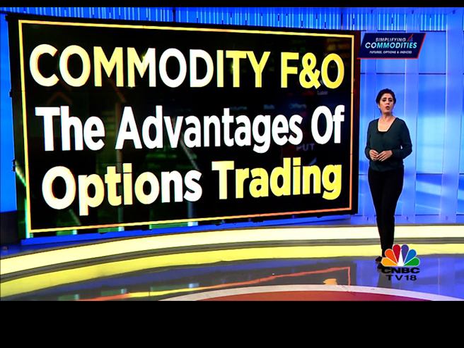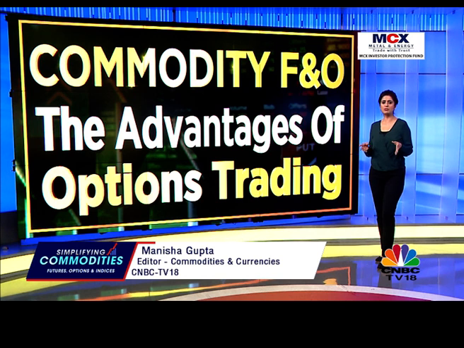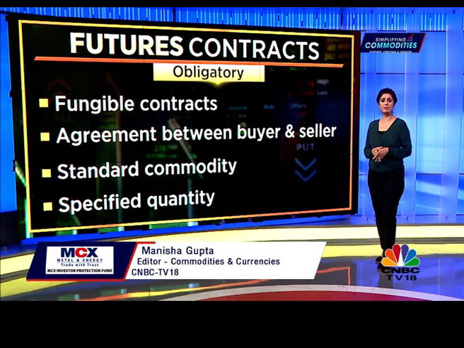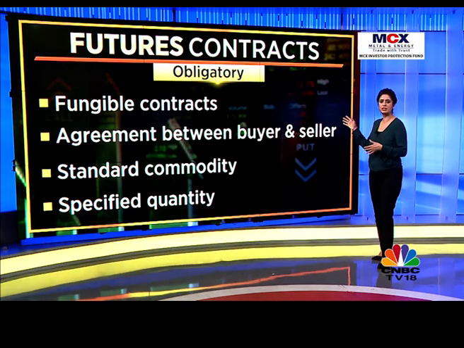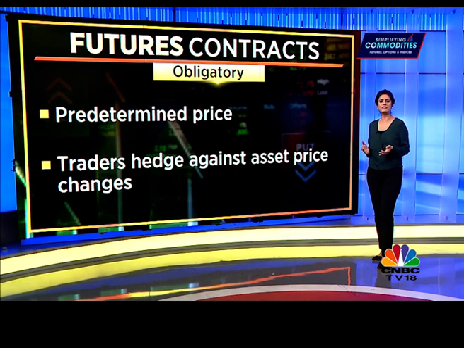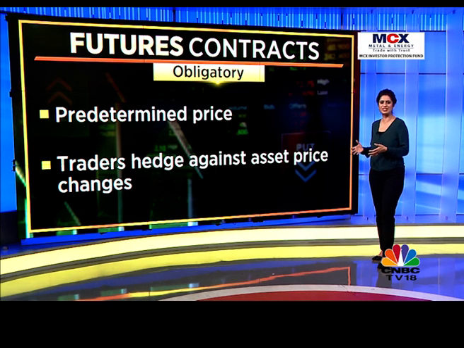Commodities can be traded or hedged by way of futures and options. So let's understand how these two instruments work and also the advantages of options trading. Futures are fungible contracts, an agreement between buyer and seller of a commodity on a forward date at a predetermined price. Now, traders often get involved in futures contracts to hedge against asset price changes.